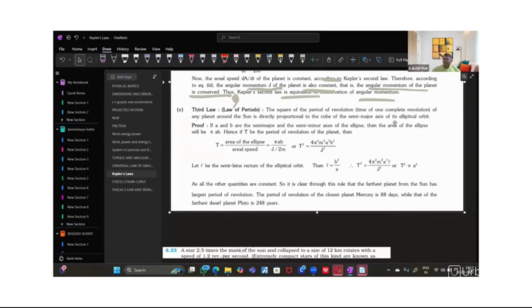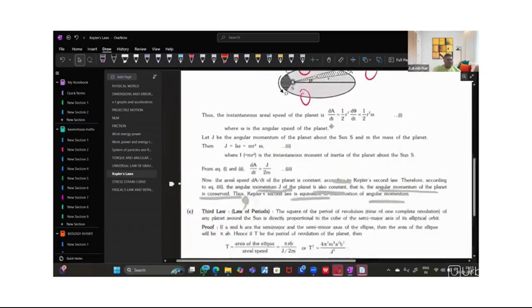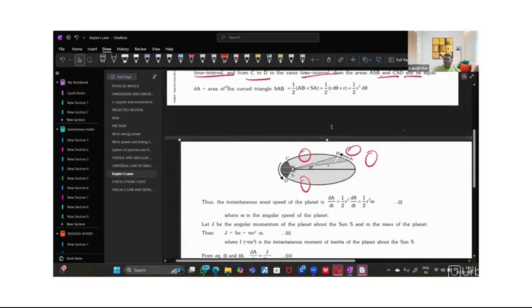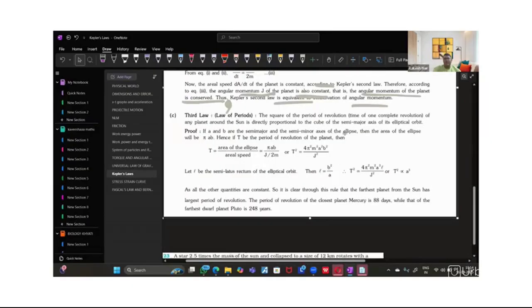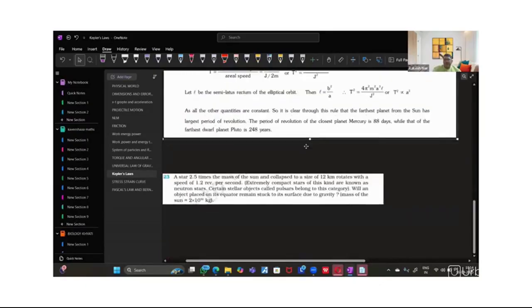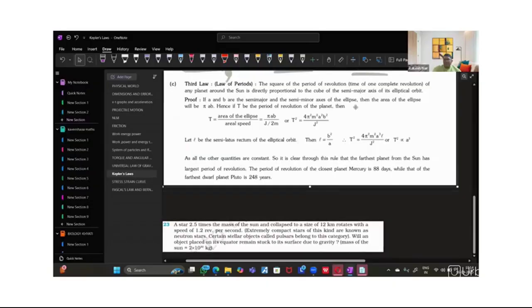Now, there are two axes of the elliptical path. The greater axis is known as the major axis, and the smaller one is the minor axis. So, if a and b are the semi-major and the semi-minor axes of the ellipse, then the area of the ellipse will be pi times a b, because that is the area of an ellipse.